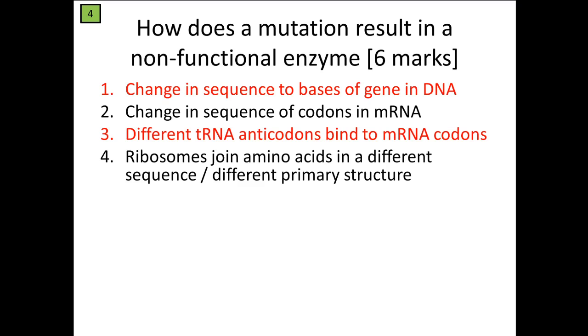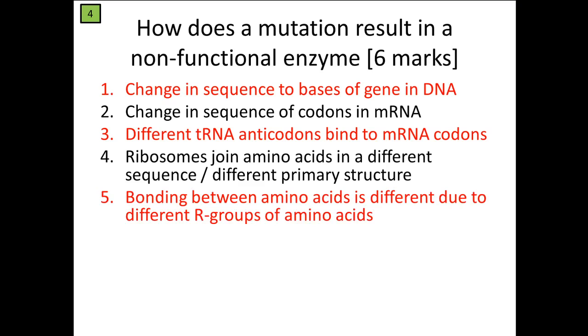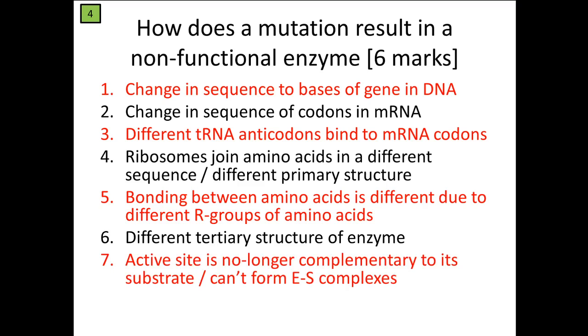But I did have to say the bit before the hash. Therefore, we get different bonding between amino acids due to different R groups of the amino acids. Remember, the R groups of the amino acids determine what kind of secondary and tertiary bonds it forms. Therefore, that gives me a different tertiary structure of enzyme. Have I answered the question? No, I've not. How do I get a non-functional enzyme? The active site is no longer complementary to its substrate, or can't form enzyme substrate complexes.